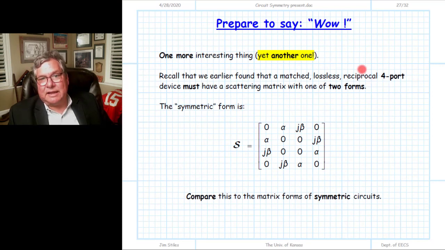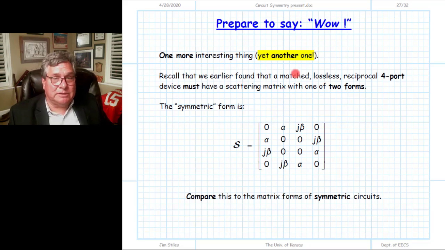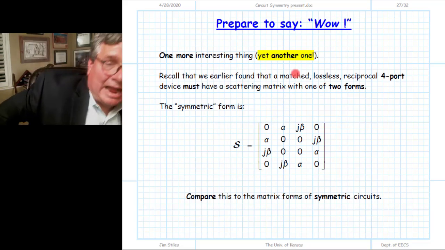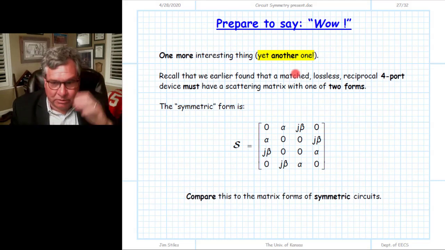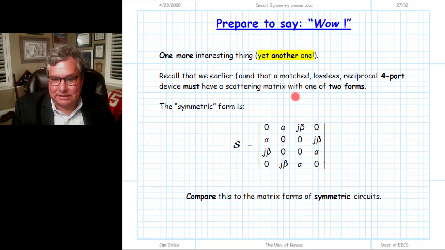So here's a result that I think is very interesting and I think really shows the power of using symmetry in electrical engineering. Recall that we talked about this idea of having a device that was matched, lossless, and reciprocal. We saw that that can exist for a 2-port device and a 4-port device, but not for a 3-port device. By the way, it can also exist for a number of ports higher than 4. So really 3 is the only one for which a matched lossless reciprocal device cannot exist.